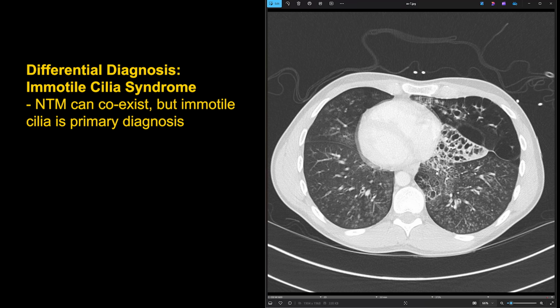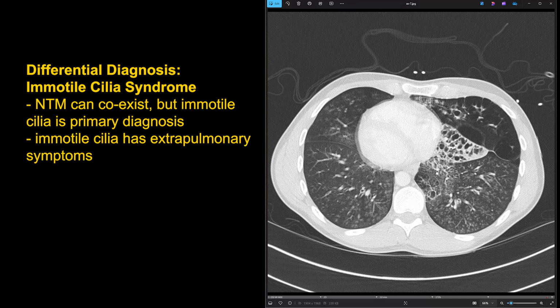In other words, that's the primary diagnosis. And in this case, if we didn't have the situs inversus, we would still have other extrapulmonary findings that would lead us to the diagnosis of immotile cilia, like chronic rhinosinusitis, like otitis, and these patients frequently have fertility issues. Let's take a look at another case.